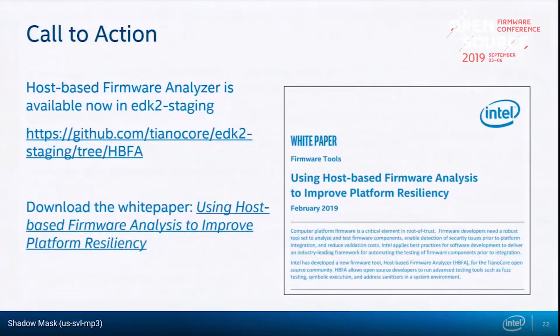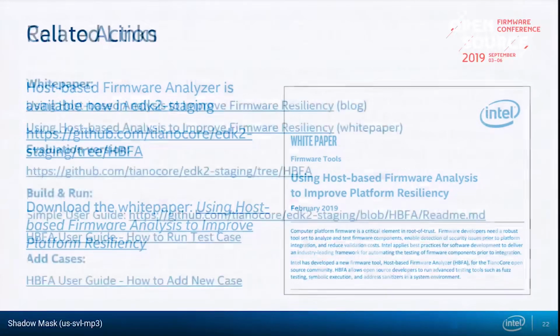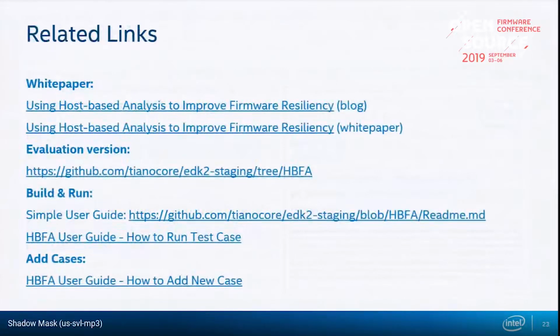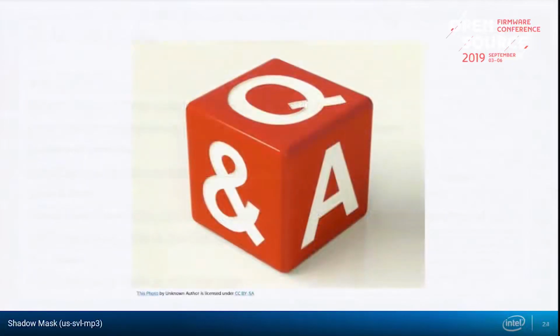The white paper is good if you have to convince a manager to go work on it. And then all the stuff here, like the evaluation version, the build and run guide, how to run a test case, how to add a new test case, those are all for the development folks. And I've got a blog, which is another good thing you can hand to a boss and go, hey, should I be working on this? And if you want to do real work, don't read my stuff, read the stuff in the wiki. Okay, that is all the slides I got. So we have time for some questions.